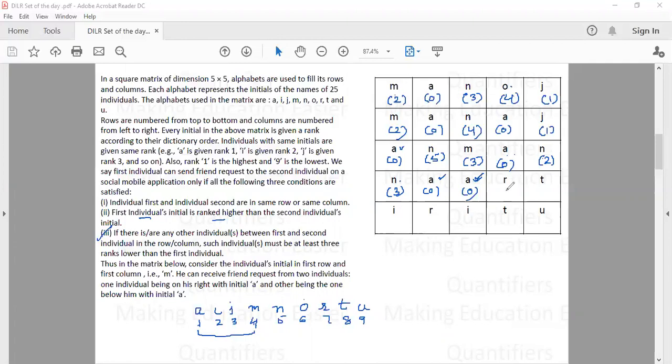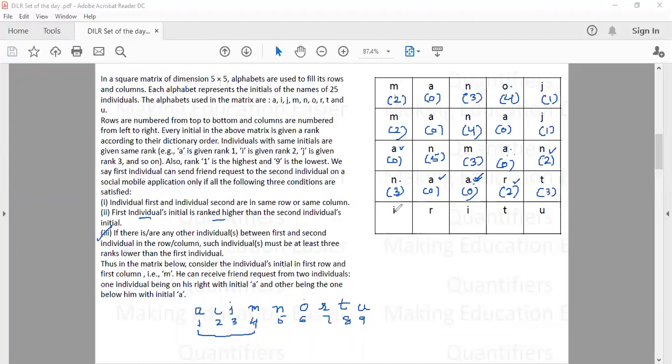Now this R cannot get the request from T, but these 2 A's, this one and this one, can send the request to R. So he will get the request in 2 ways. Now T is ranked lower than R, so this R can send the request, this N can send the request, and A can send the request. So that means T will get the request in 3 ways.